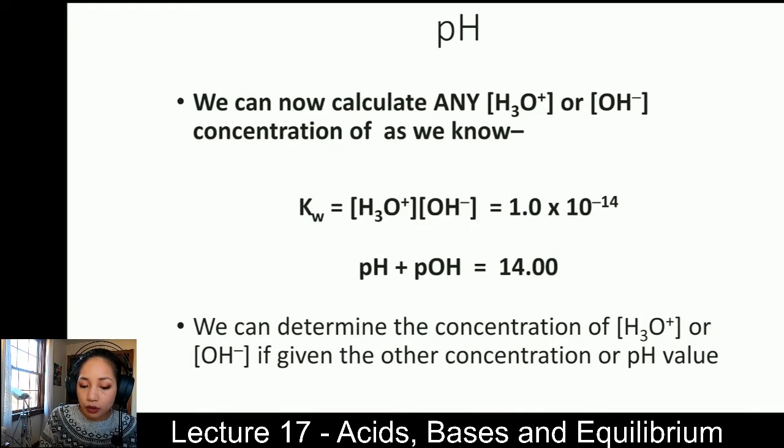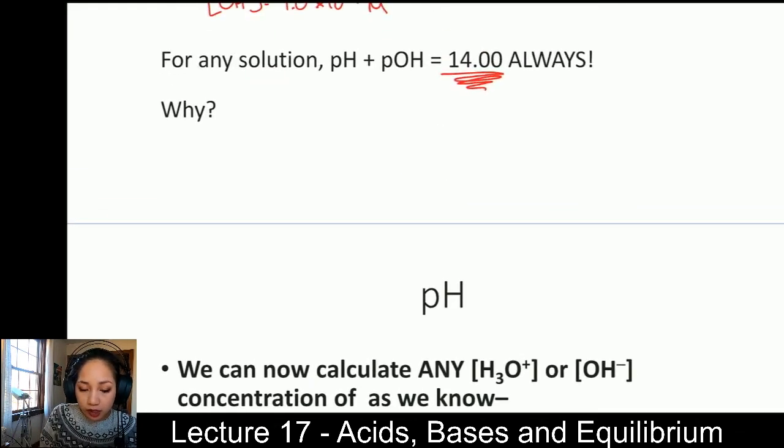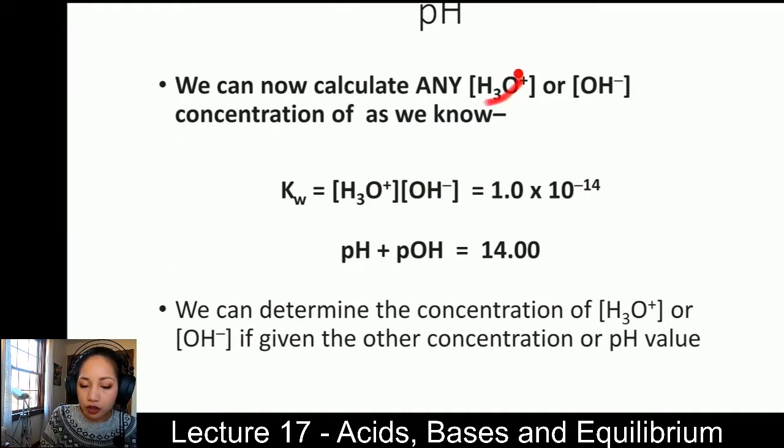All right. So since I told you pH plus pOH always equals 14, that means as long as I know one of the concentrations of hydronium or hydroxide, we can calculate the concentration of the other using this formula, because we know Kw equals the concentration of hydronium times the concentration of hydroxide. This always equals 1.0 times 10 to the negative 14.